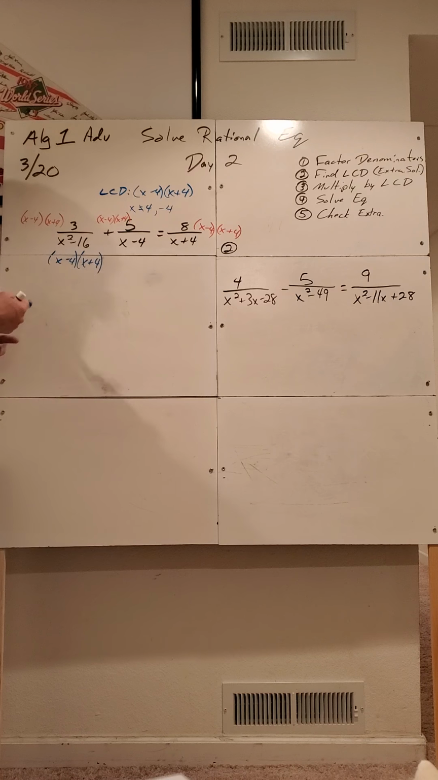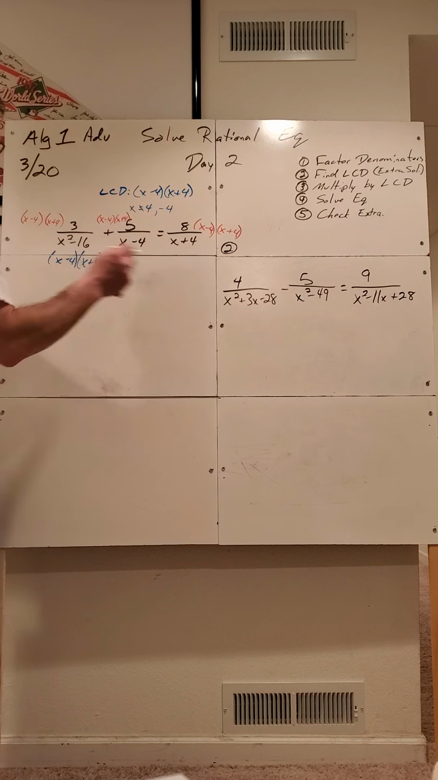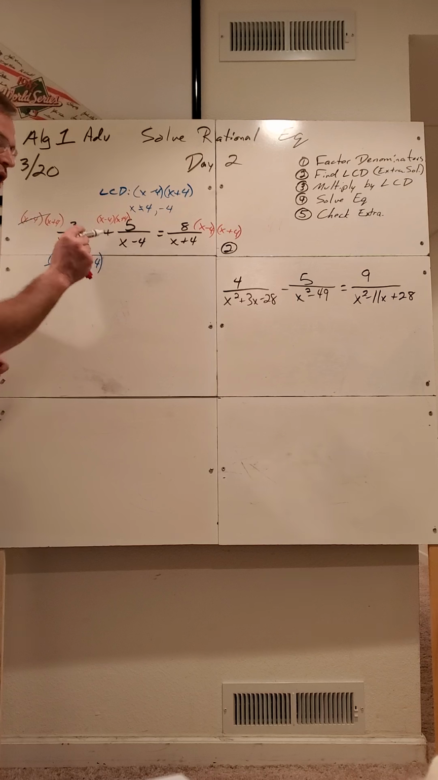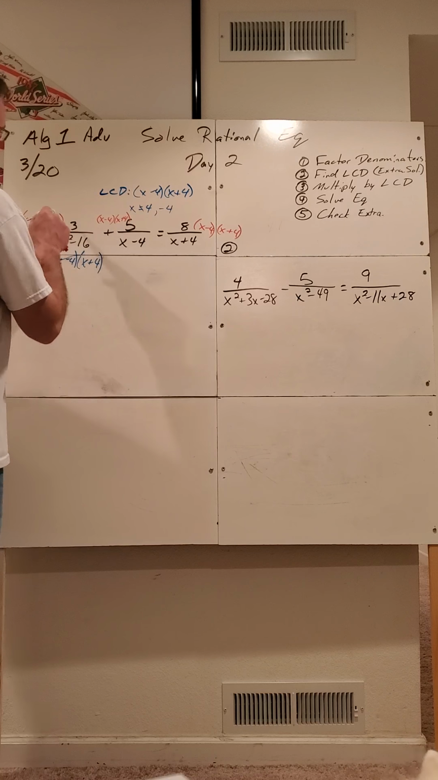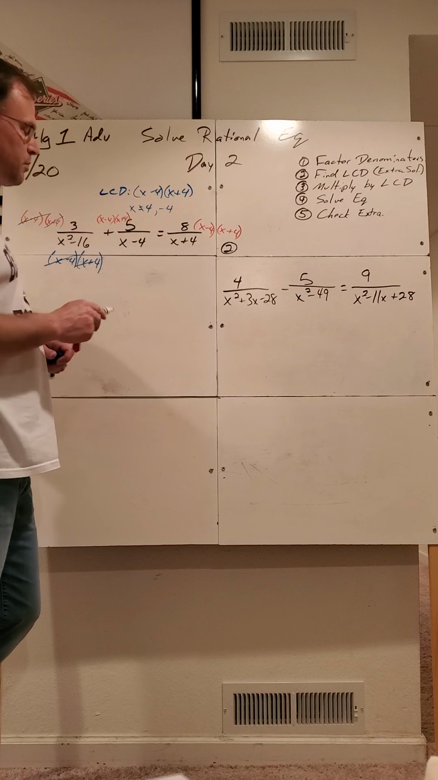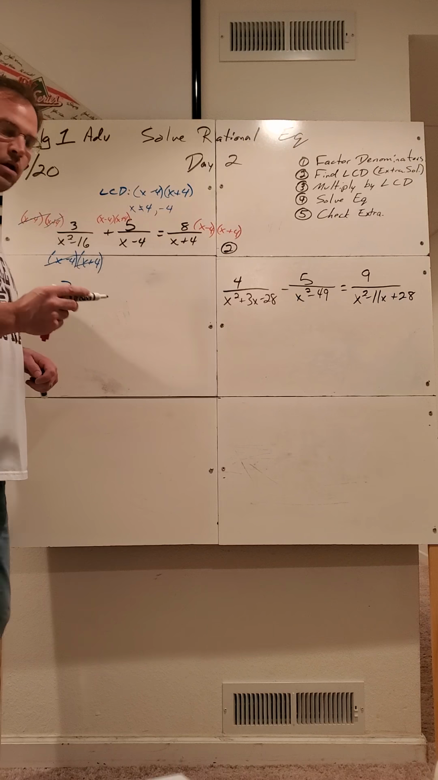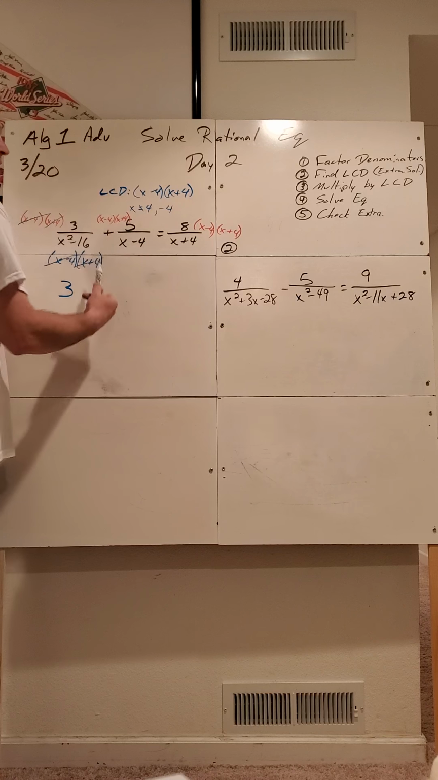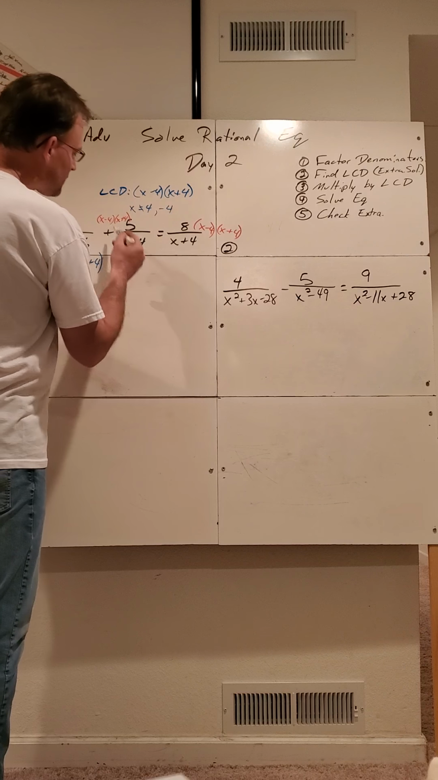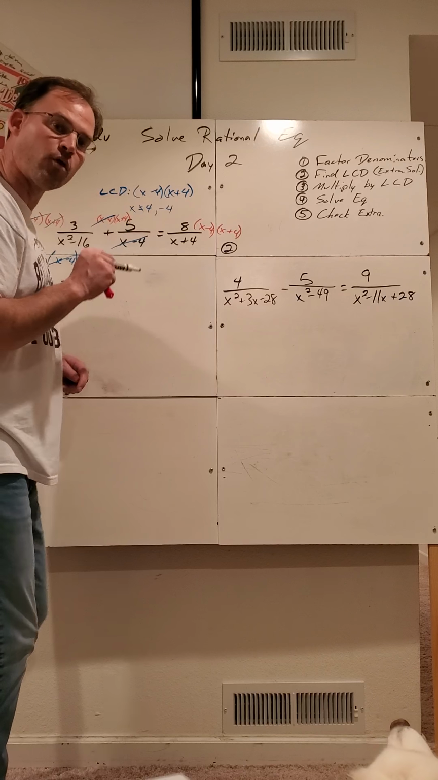I've got an x minus 4 in my numerator and an x minus 4 in my denominator. Guess what? No more x minus 4s. I got an x plus 4 and an x plus 4. No more x plus 4s. There's nothing left here. That 3 is all alone. Next fraction, x minus 4, x minus 4. I got an x plus 4 left over.